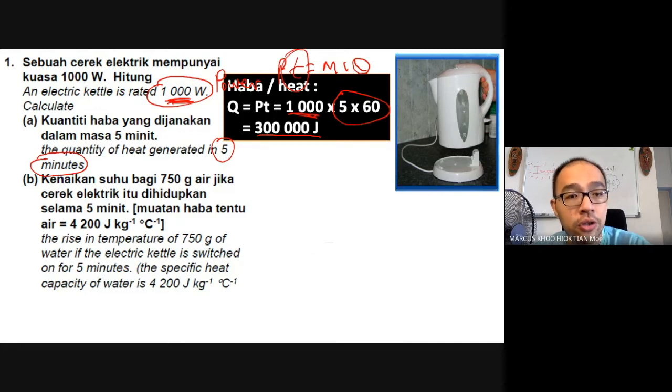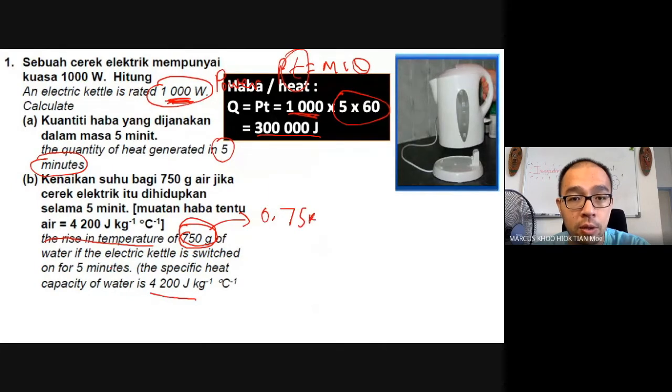Then you use that to calculate the rise in temperature of 750 grams of water if the electric kettle is switched on for 5 minutes. Specific heat capacity is 4,200. First of all, 750 grams needs to be changed to kilograms. So this has to be 0.75 kilograms. We need to make sure that all our units are in order. These are rules that you have to follow.